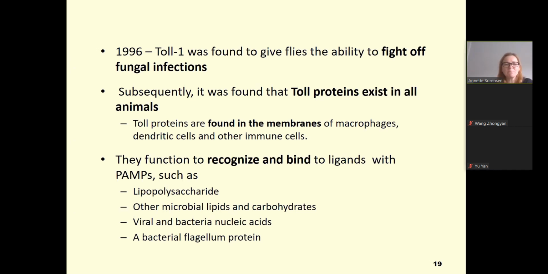So the PAMs consist of lipid polysaccharides. These are the features which are found in the membrane of the pathogens. So it's lipopolysaccharides. It can be other microbial lipids and carbohydrates. It can be viral and bacterial nucleic acid, but it can also be the flagellum protein. So if you remember, some of the bacteria have got this flagellum, which allows them to move, and that can be recognized by the immune cells.